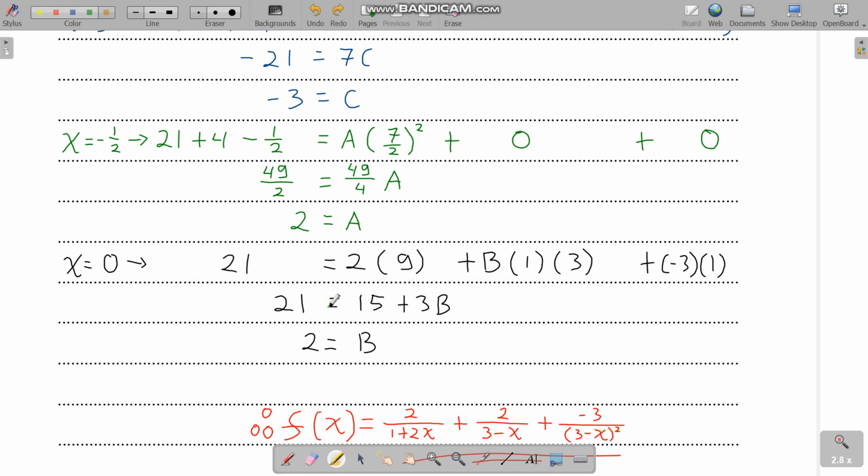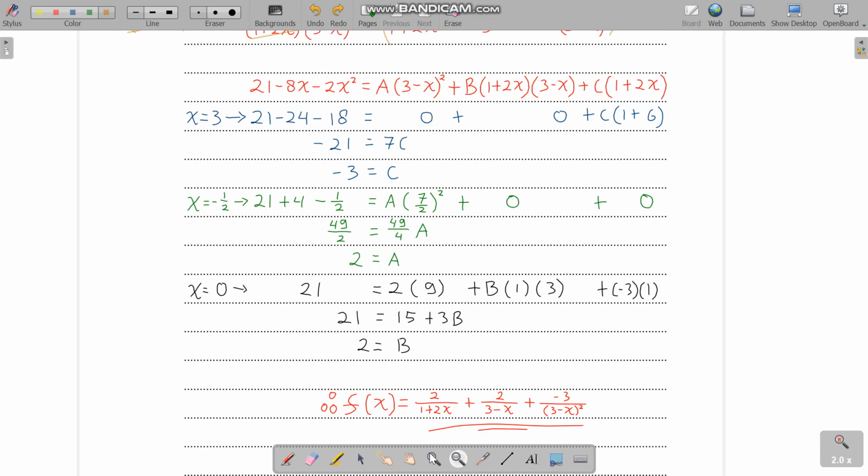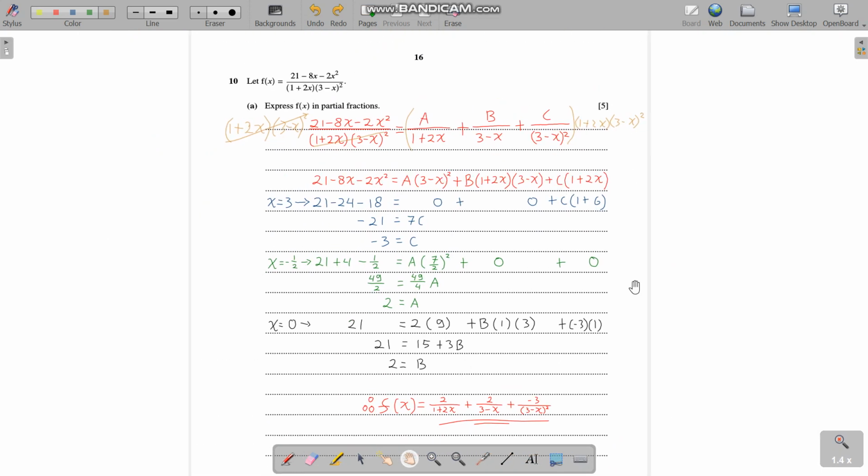So now we have the values of A and B and C. We are done with this question.